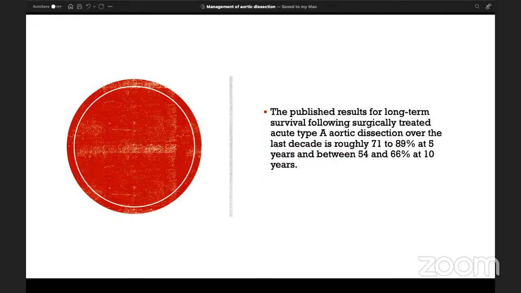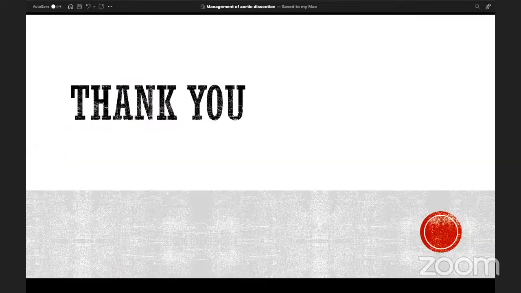And the long-term survival for this group of patients following surgery is roughly 71 to 89% at 5 years, and around 66% at 10 years. I think this concludes my talk. I did not speak further about what you do after your distal anastomosis, the de-airing process, and the further steps, which usually come as routine. It's a big topic, Muhammad. It's a very big topic.